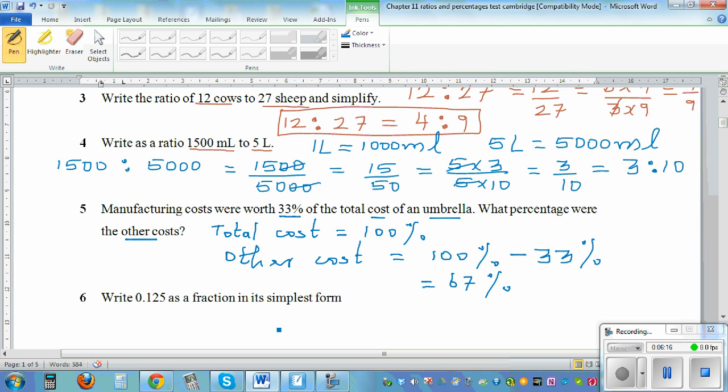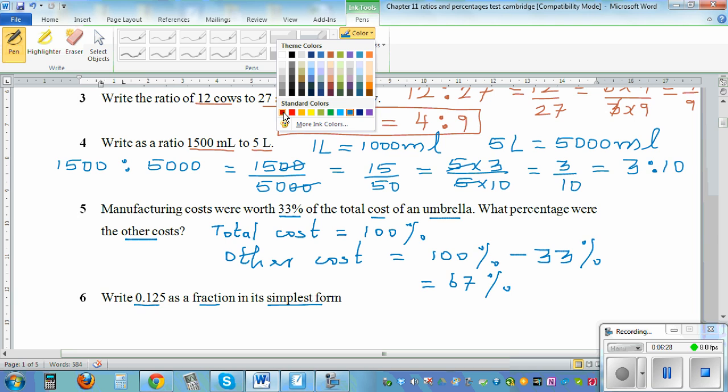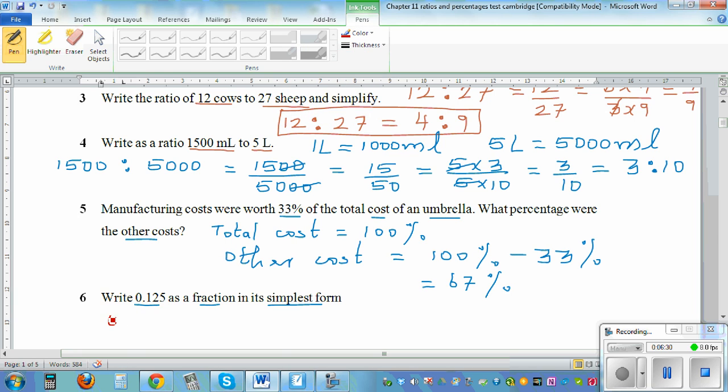Okay, so let's move on. Write this decimal as a fraction in the simplest form. Okay, again, let me change color. So let me make it purple. So this is 0.125. First, if you want to write it as a fraction, this is the same as writing 125 out of 1,000. And you can use a calculator. I'll show you how you can use a calculator to simplify this.